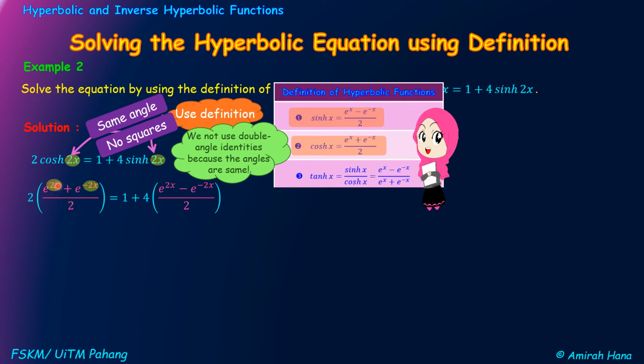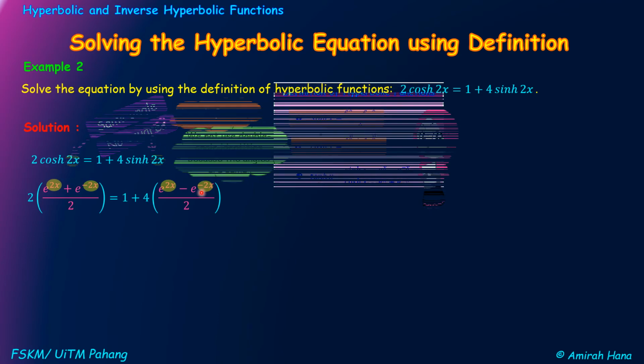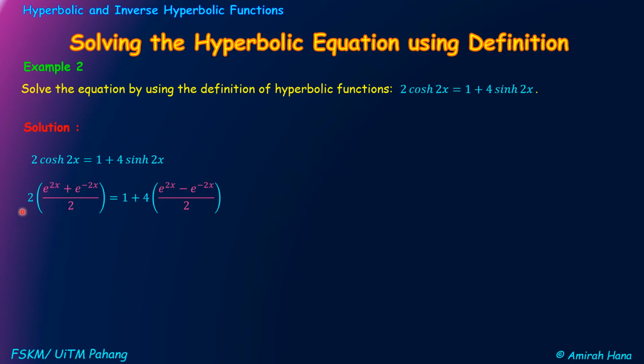So from here, the exponent equals 2x because we have cosh 2x and sinh 2x. After that, we can simplify 2 and 2 here, and 4 and 2 here. After we simplify 4 and 2, we get 2. We don't need to multiply each term by 2 to eliminate the denominator 2, because we can simplify directly.